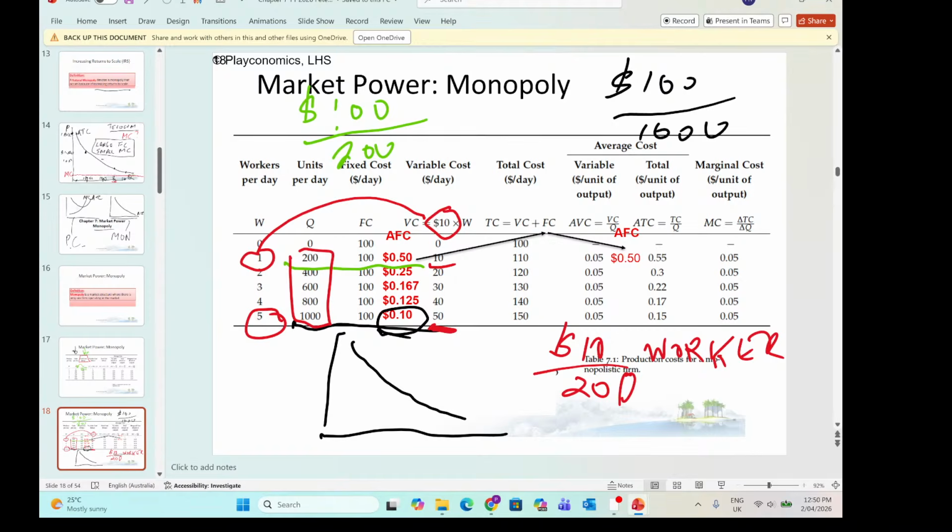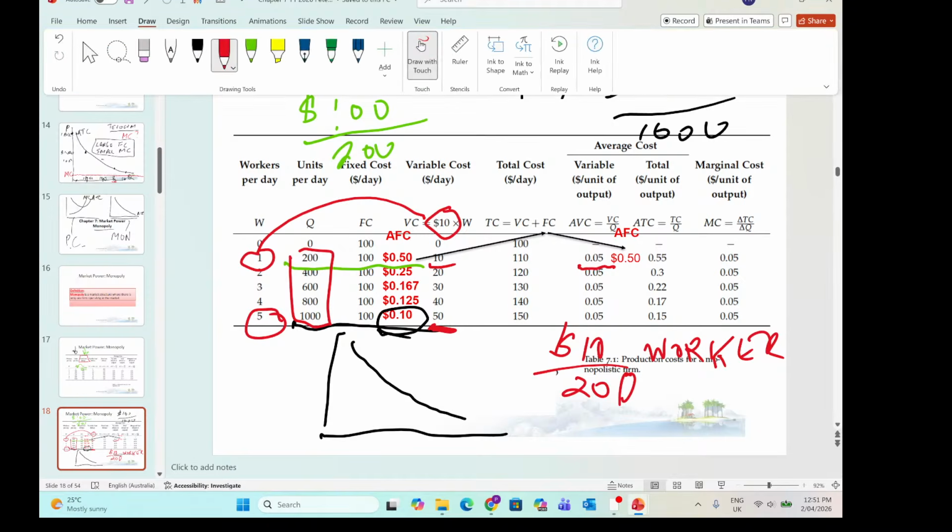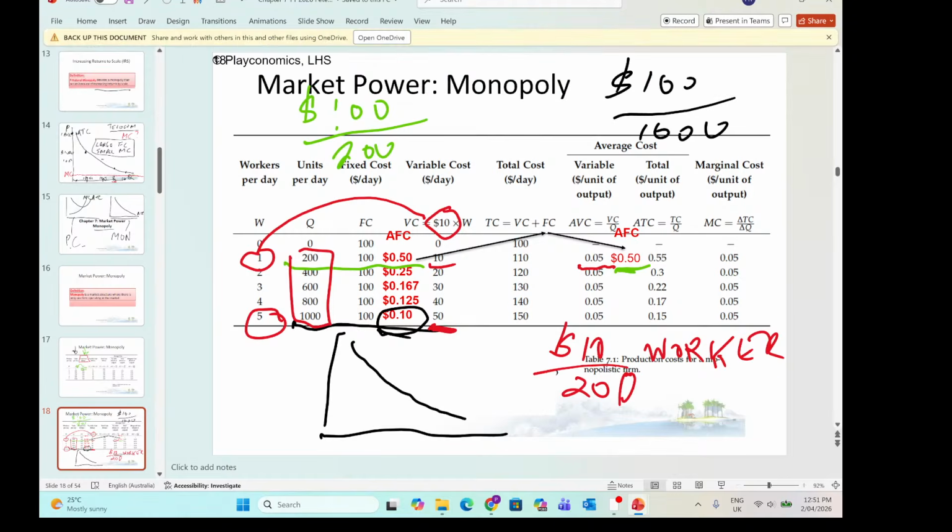And the total cost is this. Imagine that these are cans of soft drink. The variable cost of the soft drink is 5 cents a can. That's the cost of the worker in the soft drink. And then what's the 50 cents? That's the price of the factory in the soft drink. The total cost is 55 cents.